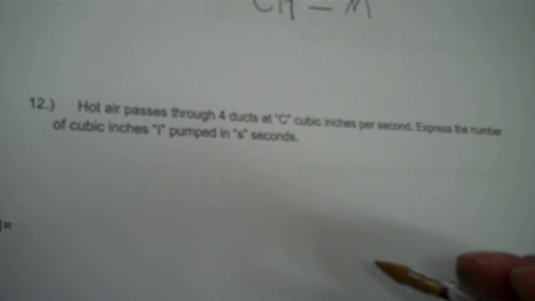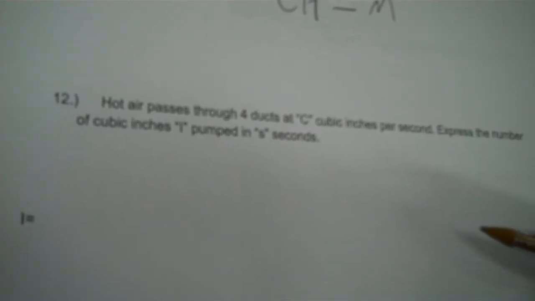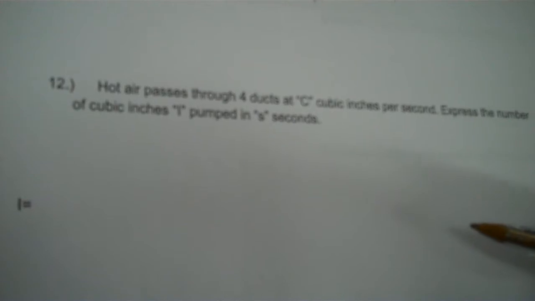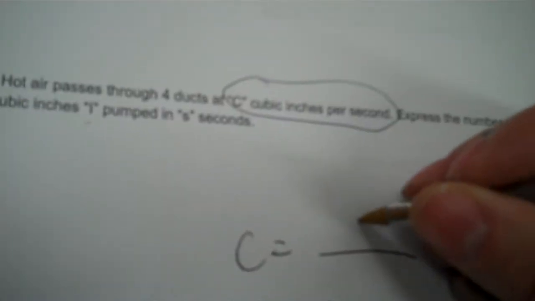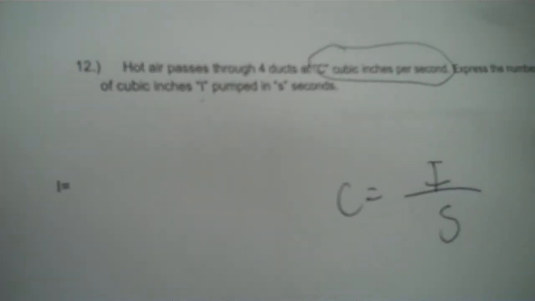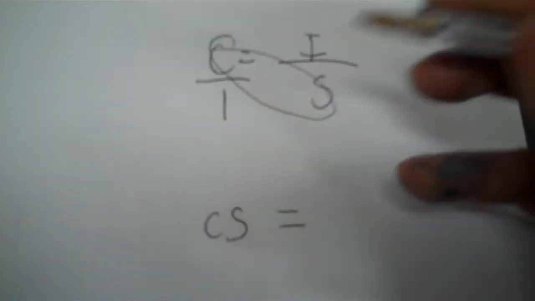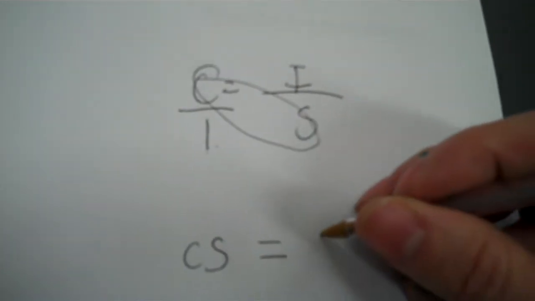Okay, number 12. Hot air passes through 4 ducts at 4 cubic inches per second. Express the number of cubic inches I pumped in s seconds. So again, c is cubic inches per second. Now I don't want to put c because I've already used c. I is the cubic inches, and per second would be s. Now you have to get that I by itself. So again, the best way to do that is put that over 1, and then c times s, cs, and then go back the other way, I times 1, and just be I. Now the I is by itself.